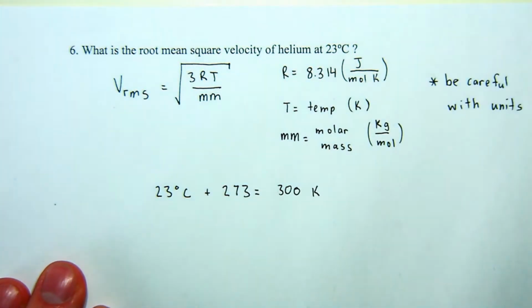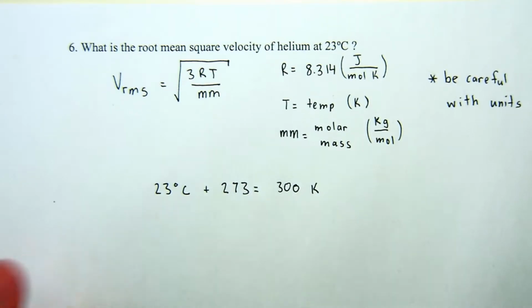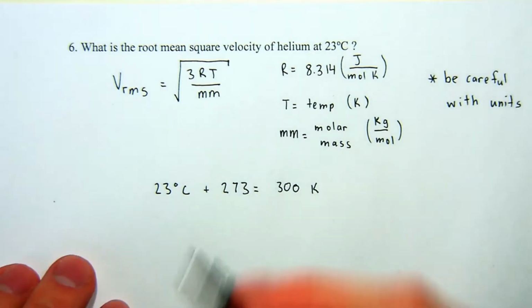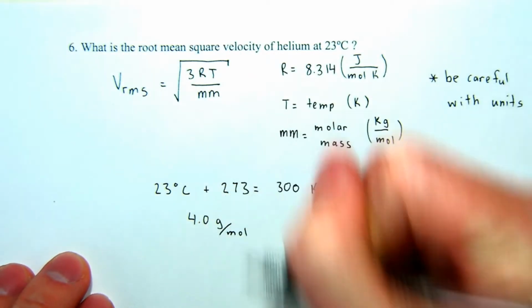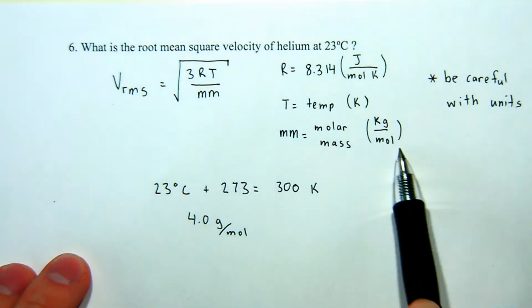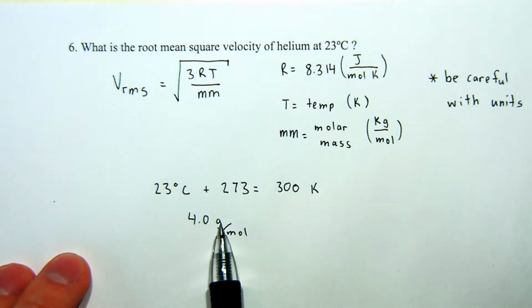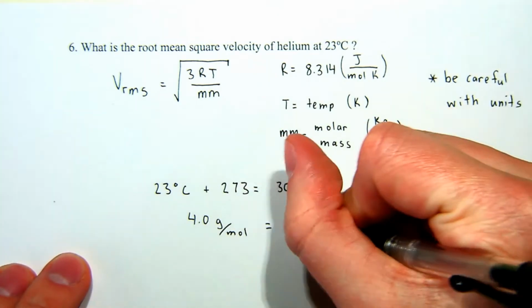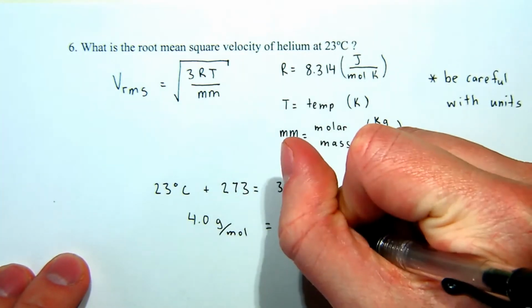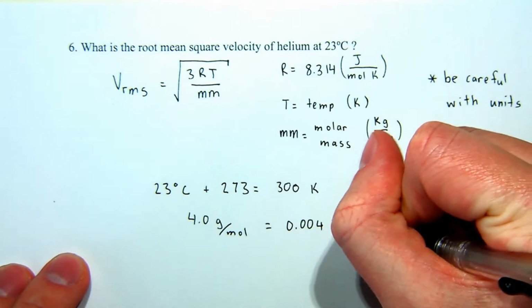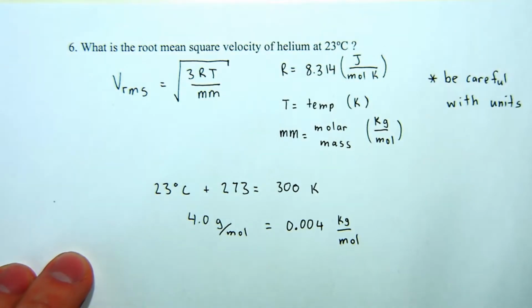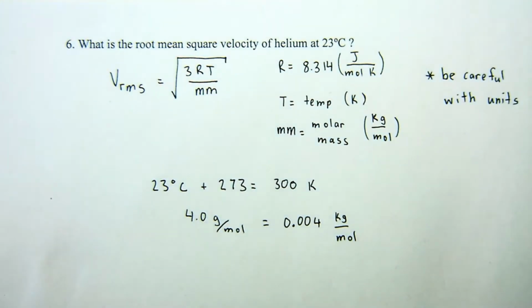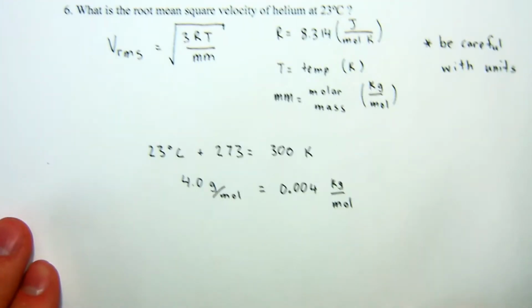And then to get our molar mass, you can get that from the periodic table. So the molar mass for helium is 4 grams per mole. And we need to get that in kilograms per mole, so divide by 1,000 or just swing over the decimal place 3. So that would give you 0.004 kilograms per mole. And we should be good to go just to plug stuff in. So let's go ahead and do that.